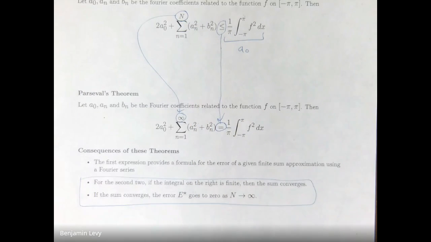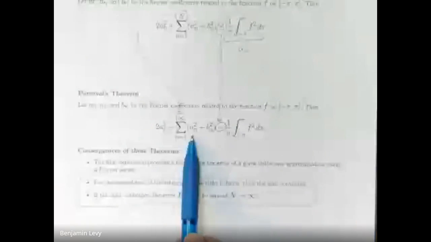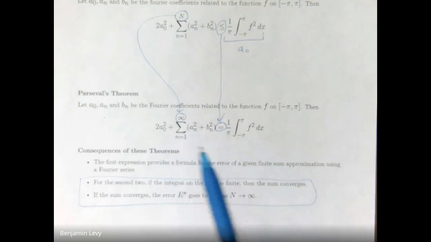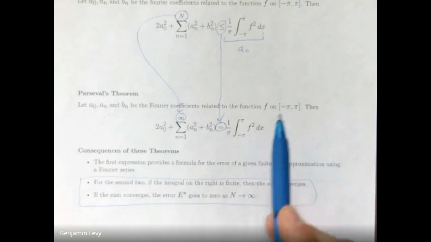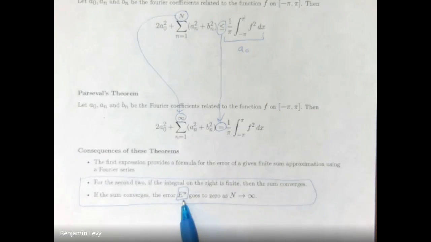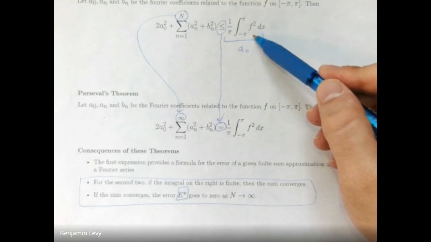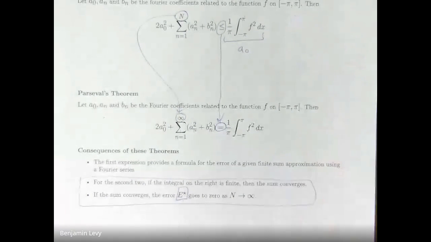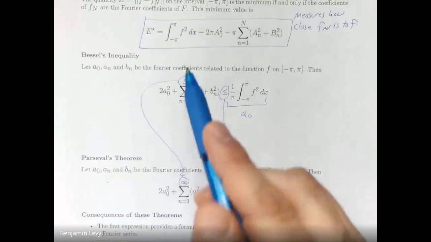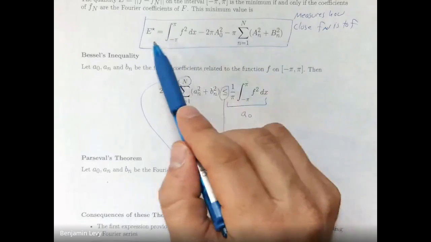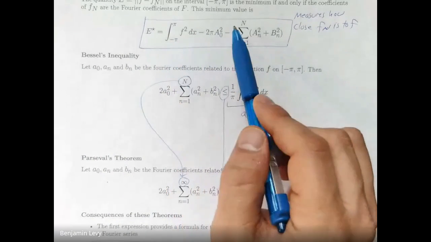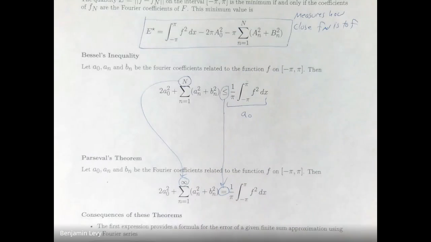And the nice thing about that is if the sum ends up converging, this is saying that after you plug in enough terms, i.e. infinitely many of them, you're going to approximate the function exactly. Well, that means that the error eventually goes to 0. And so you can approximate the function as close as you possibly want, as long as you have a finite integral on the right. In terms of the homework, we use this expression to calculate the error, or it can be used to determine the error of a particular Fourier series.